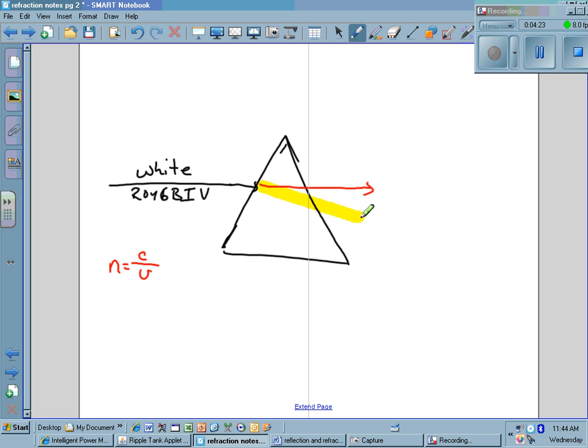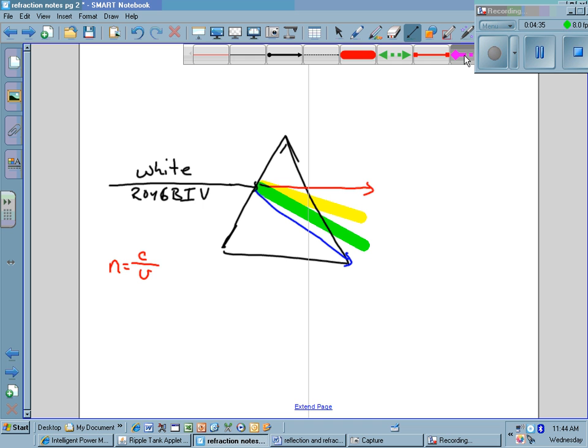It's going to get bent a little bit more. The next color you'll have would be green. It's going to get bent a little bit more. The next color would be blue. It's going to get even more. But the color that gets bent the most is, yeah, violet. It gets bent all the way down here.